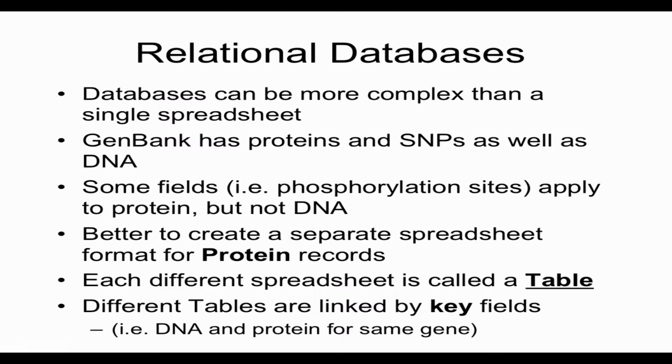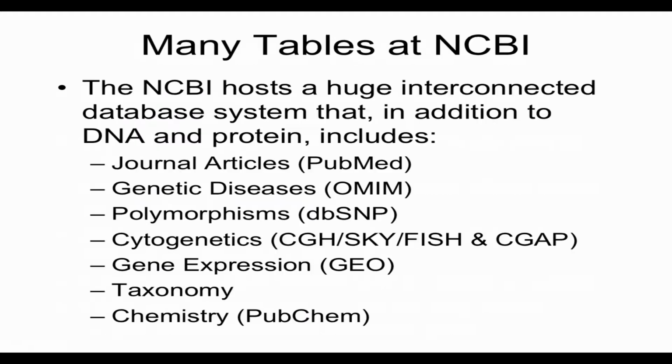Okay, so those linked spreadsheets are called tables. And the whole structure of interlinked tables is called a relational database. So GenBank also has a relational database as well as this flat file structure. It's not really feasible to print out the text of a relational database. You can only really print out the text as a flat file of one table. The relational structure just doesn't really translate into text.